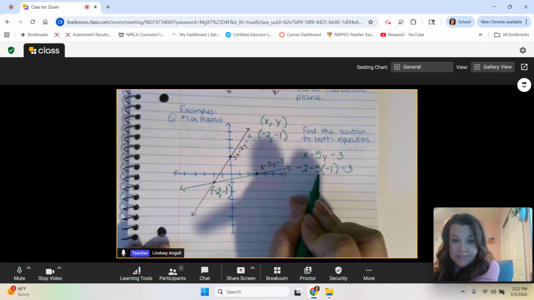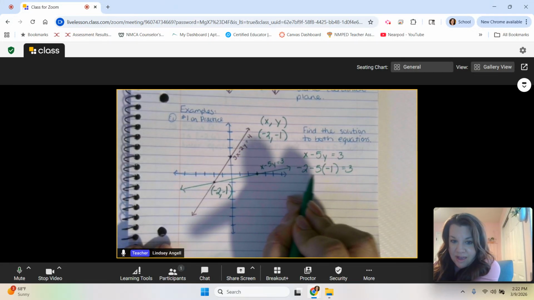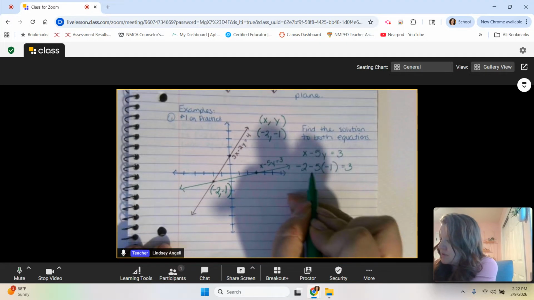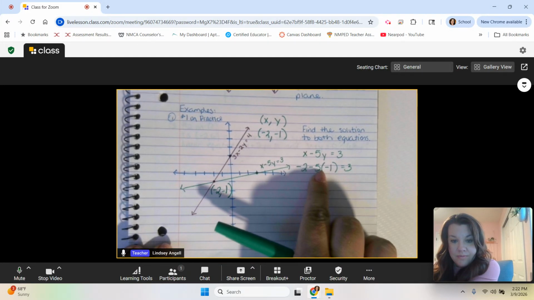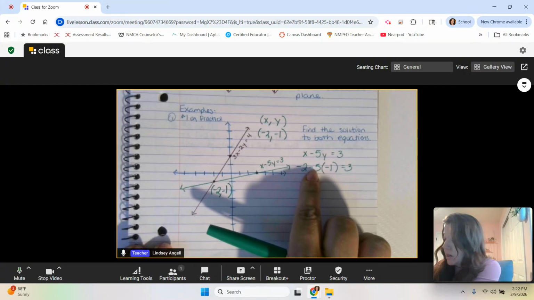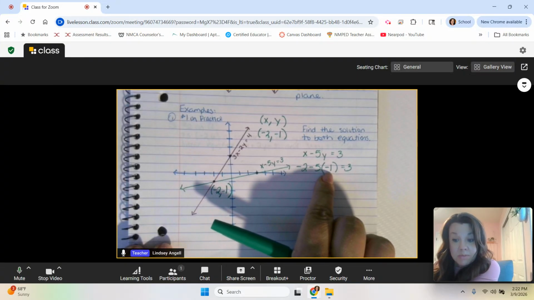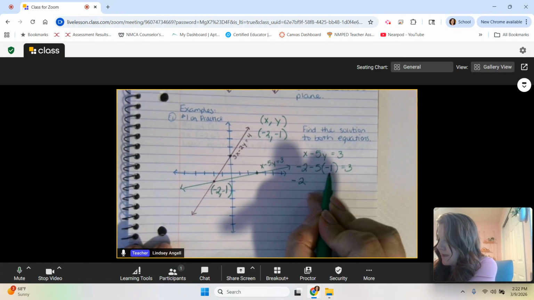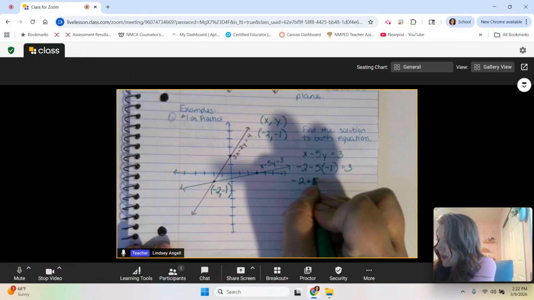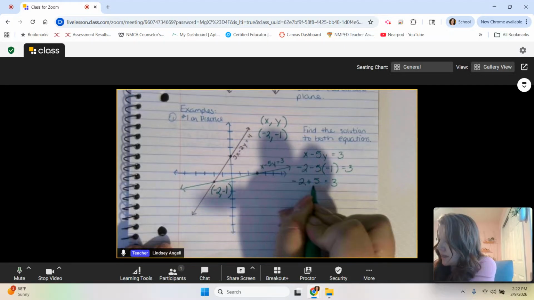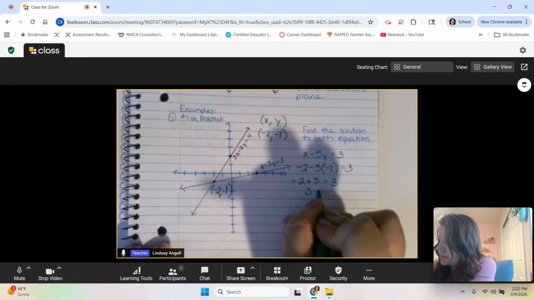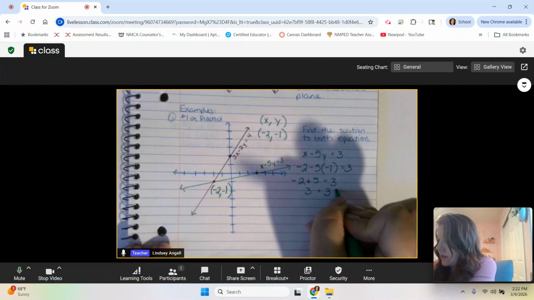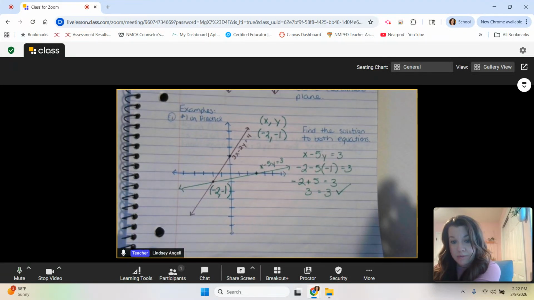Order of operations, I need to do multiplication first before I work on the subtraction. So this is like saying -5 times -1, if I'm focusing on the sign that's in front of the number. Well, a negative times a negative is a positive. So in this case, I would have -2, and then 5 times 1 is 5. And then -2 plus 5 is 3. So 3 does equal 3. So it works with that one.